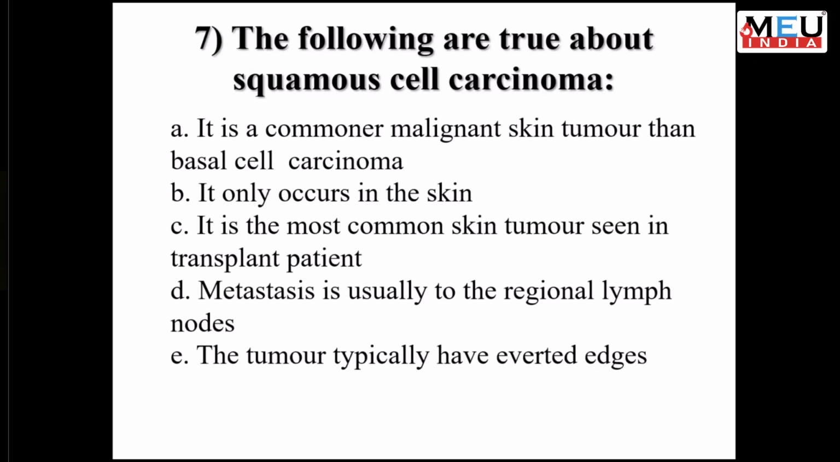The following are true about squamous cell carcinoma. It is a more common malignant skin tumor than basal cell carcinoma. It only occurs on the skin. It is the most common skin tumor seen in a transplant patient, that is an immunosuppressed patient. Metastasis is usually to the regional lymph nodes. The tumor typically has everted edges. Here it is C, that will be the answer.